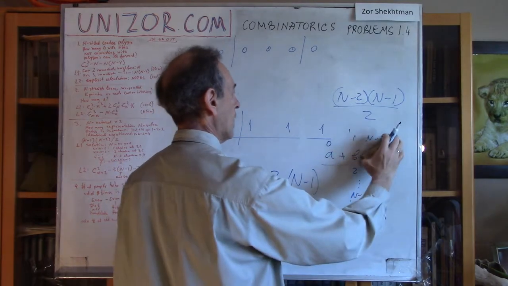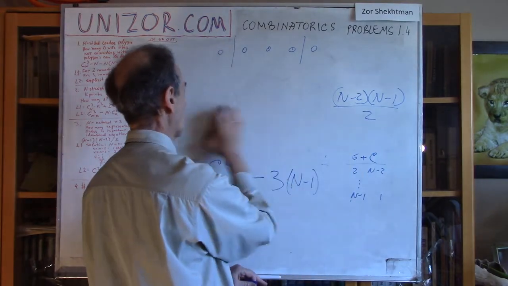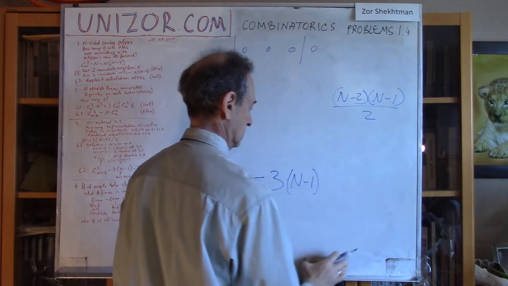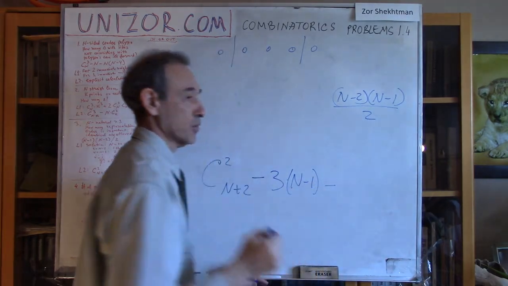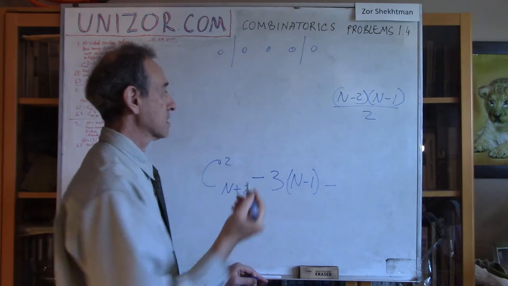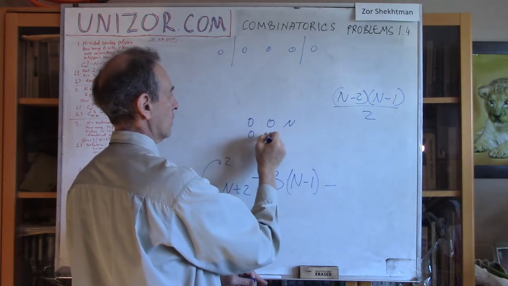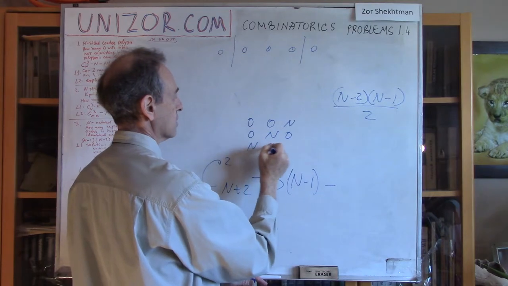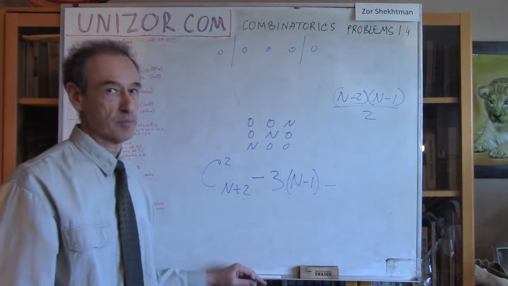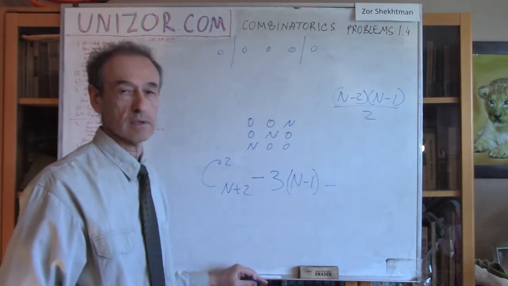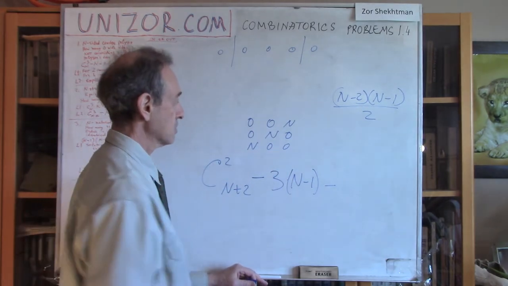All right. Now, how many combinations are with 2 zeros? With 2 zeros, I have basically 3 combinations, like 0, 0, n; 0, n, 0; and n, 0, 0, right? There are no other combinations with 2 zeros which give n as a sum. So I have to subtract 3.